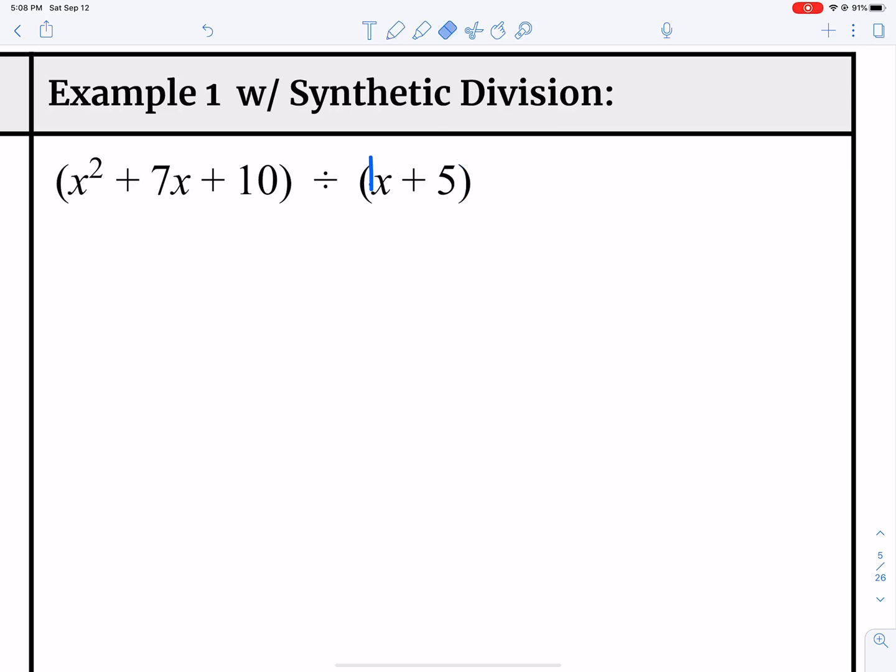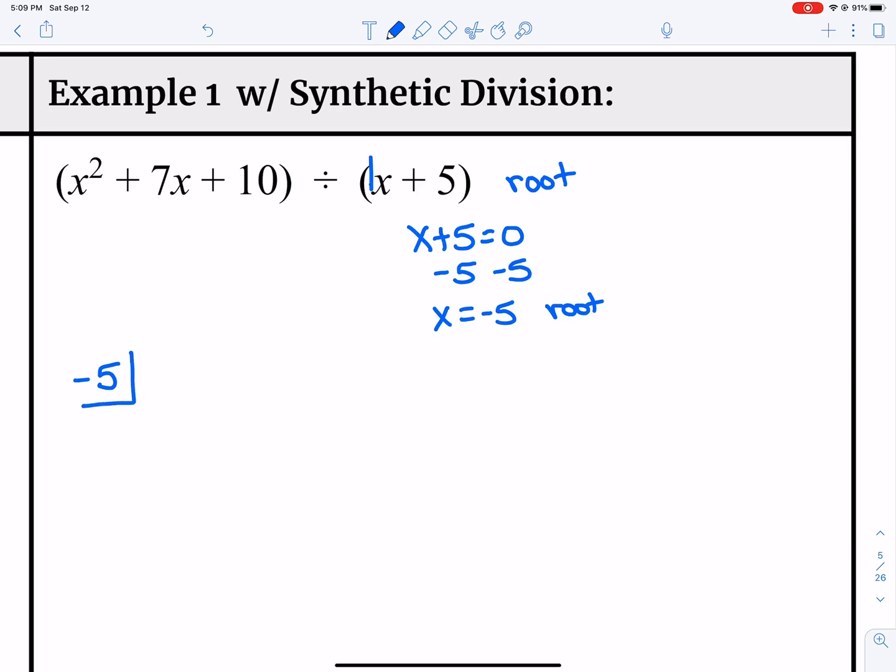And the reason we do that is we're going to divide using the root. So you think of x plus 5 equals 0. The root would be, if we solve for x, if we subtract 5, we get the root is x equals negative 5. And we're going to use that root. So put negative 5 in a little box over to the left.